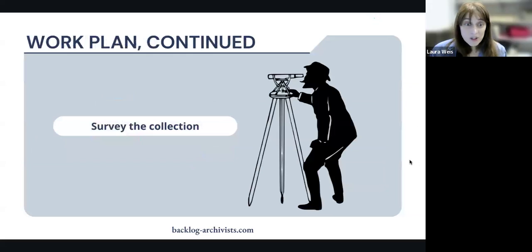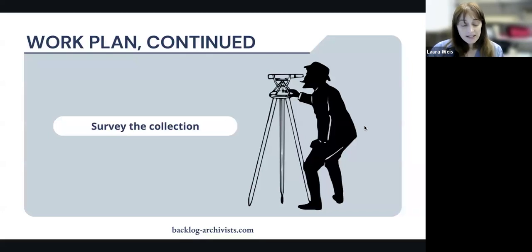So surveying the collection is a stage of the work plan. The goal here is to get an overview of what's there. You're going to be reviewing the contents, often by container, and creating that initial inventory if it doesn't already exist. Taking all kinds of notes. What kinds of materials are you noticing? Does it seem like it's going to be mostly paper documents? Are there photographic materials, video, artifacts that might require special storage?